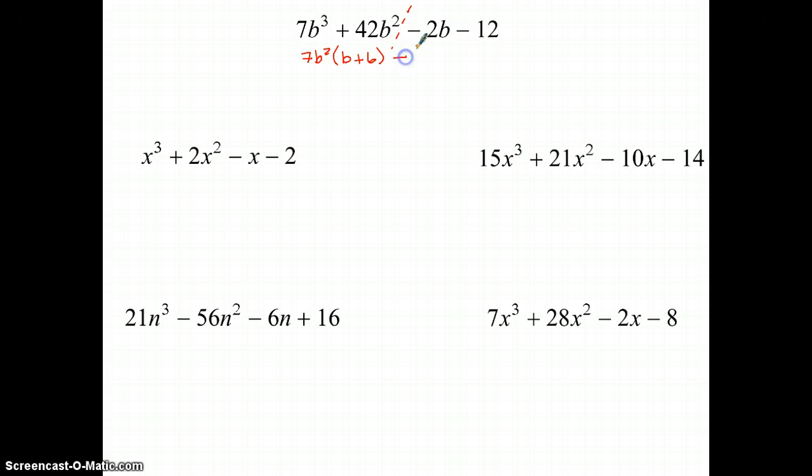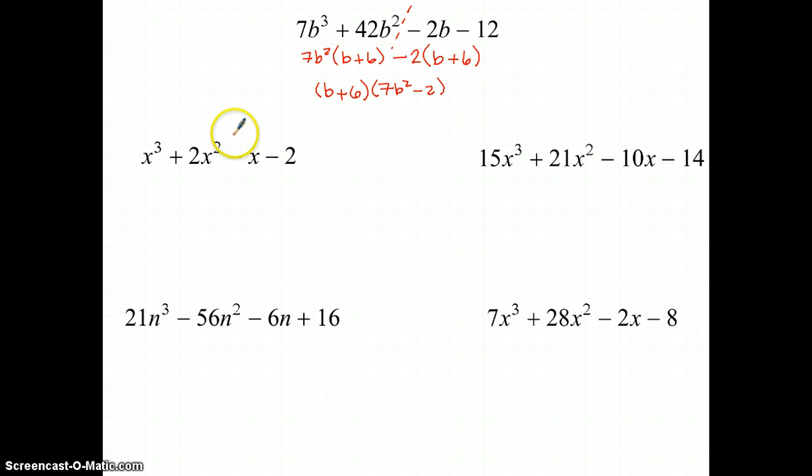Here I'm subtracting now. I bring down this sign, and my greatest common factor between the 2 is a 2. Now I've taken out a negative 2, which will make my b positive, and it will make my negative 12 become a positive 6. Now you can see my b plus 6 is matched, so I'm going to factor out that b plus 6, leaving me with 7b squared minus 2 in parentheses.